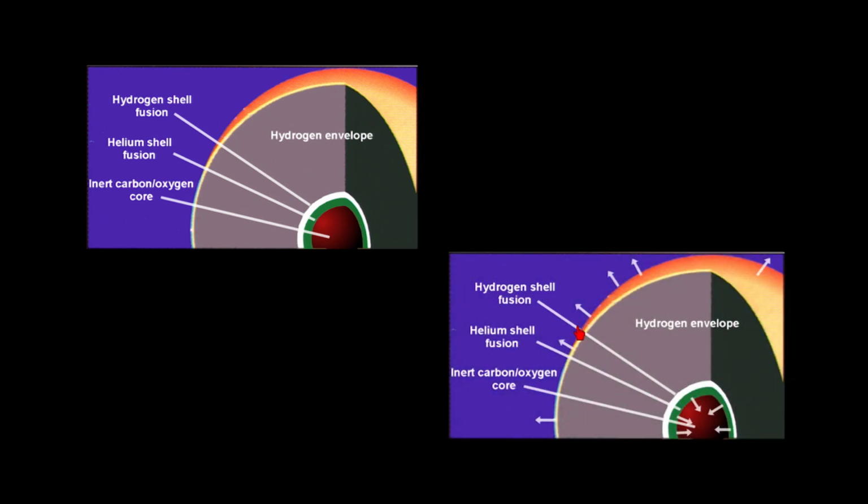Of course, to get the carbon to fuse, the core has to shrink and become hotter. The envelope will once again begin to expand. So what started off as a red giant star will then start to swell up to become what we call a red supergiant star.